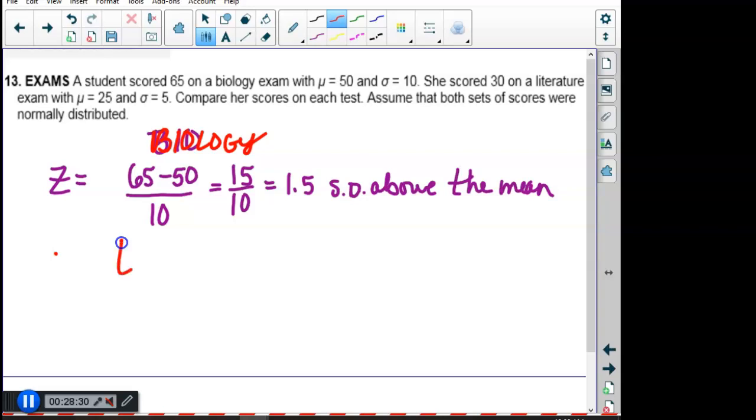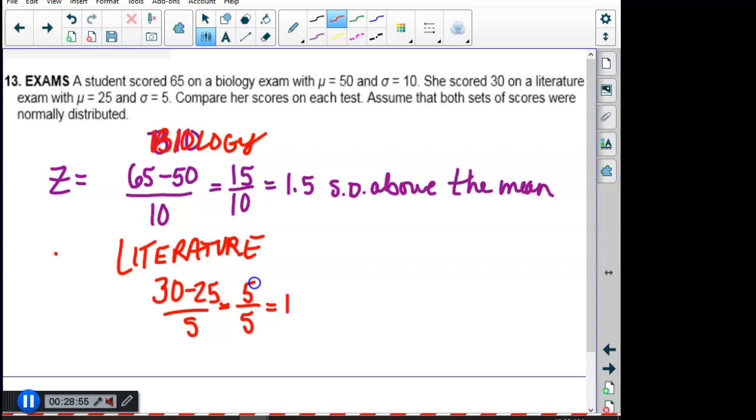All right, and on her lit test, what did she score? Guys, how far was her z-score away there? Can you do that one? She scored a 30 when the average was 25. And the standard deviation was 5. What does that come out to? 1. So she's 1 standard deviation above.